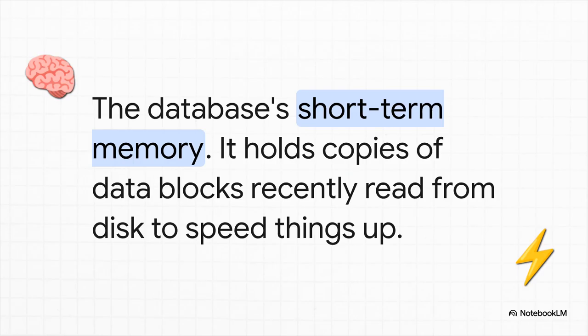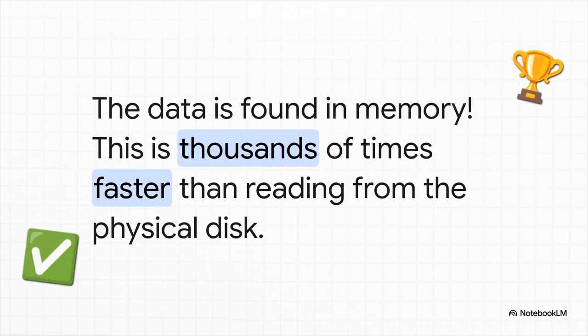So the very first place our query looks is the buffer cache. This is a giant pool of memory that holds copies of data blocks that were recently pulled from the disk. You can just think of it as the database's short-term memory. Now, if the data our query needs is already sitting there in the buffer cache, bam! That's a cache hit. This is the absolute jackpot scenario. Getting data from memory is thousands of times faster than getting it from a spinning disk.